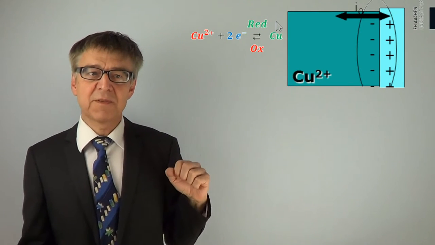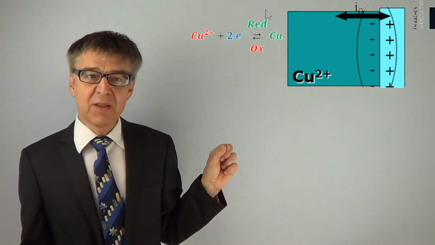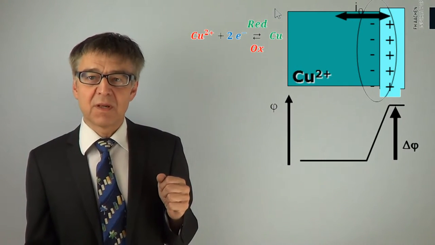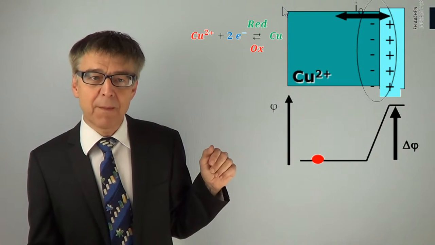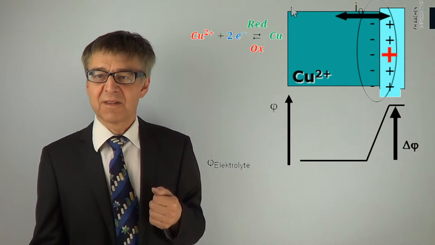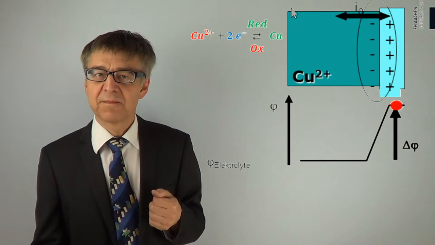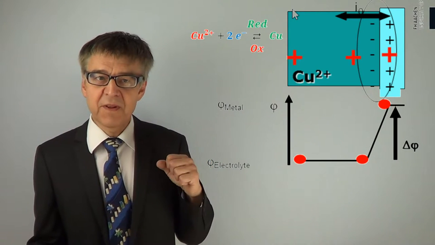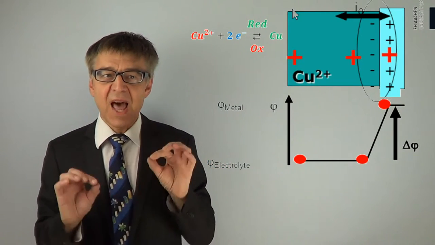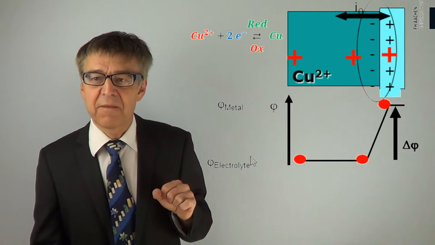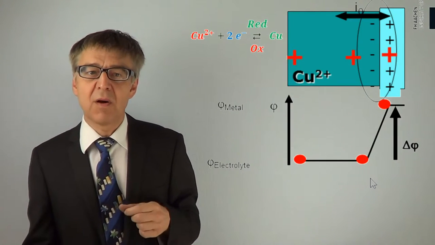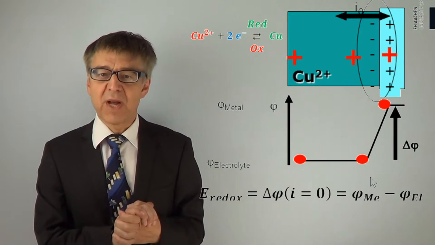When we move a positive test charge from the electrolyte into the metal and record its energy, we get a potential diagram. We obtain a potential jump due to the electrochemical double layer. The difference in potential between the metal and the electrolyte is referred to as electrode potential, delta phi. In the currentless equilibrium state, delta phi is called the redox potential, E redox.